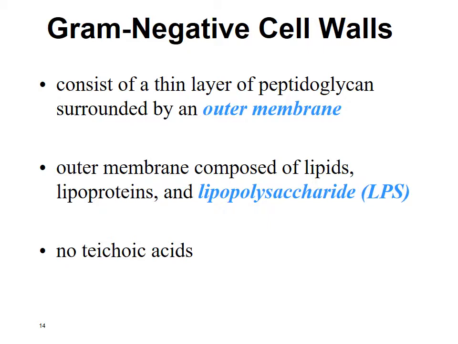Now let's look at gram-negative cell walls. These cell walls consist of a thin layer of peptidoglycan surrounded by an outer membrane. This outer membrane is composed of lipids, lipoproteins, and lipopolysaccharides, abbreviated to LPSs. We'll come back to these. Gram-negative cell walls lack teichoic acids.